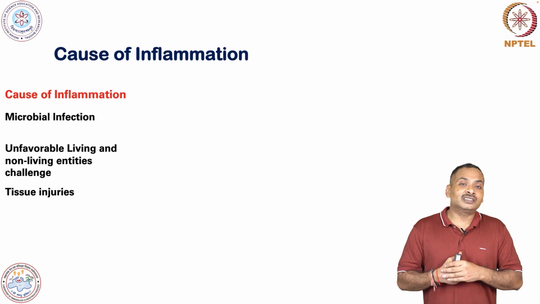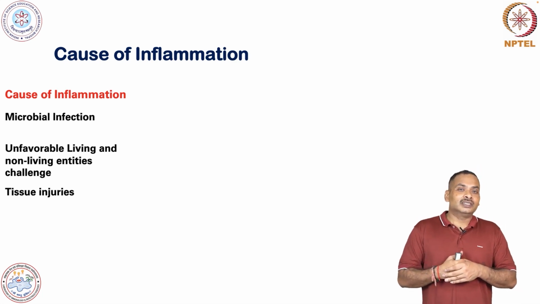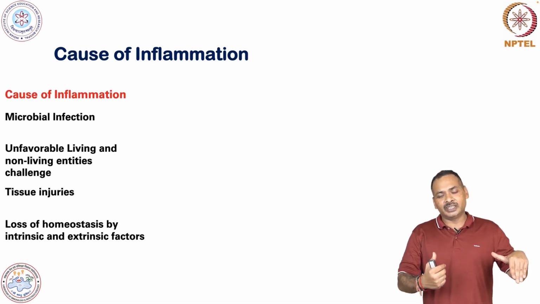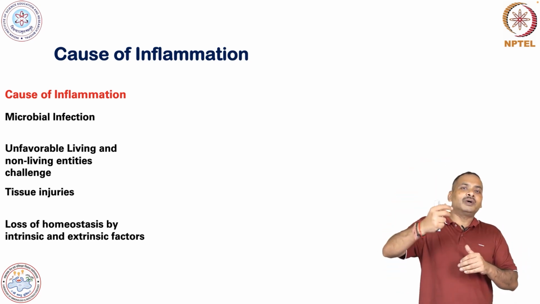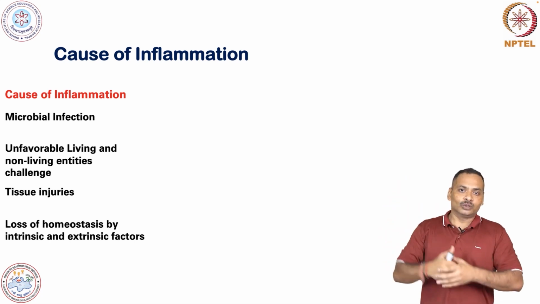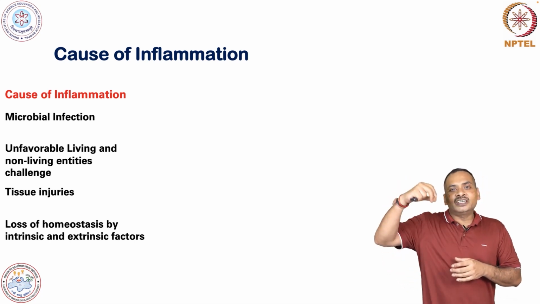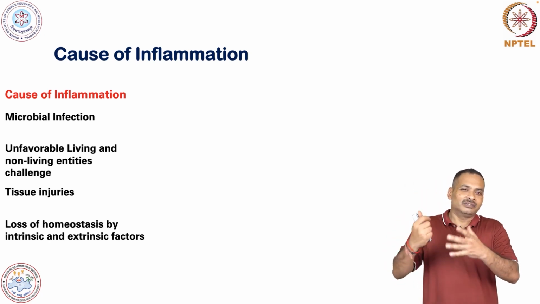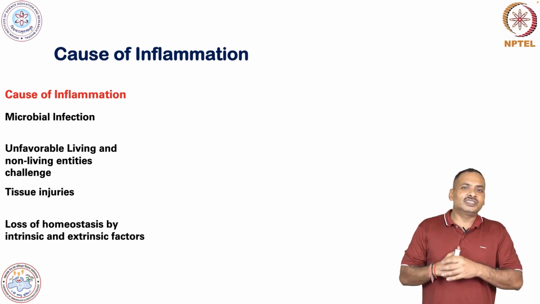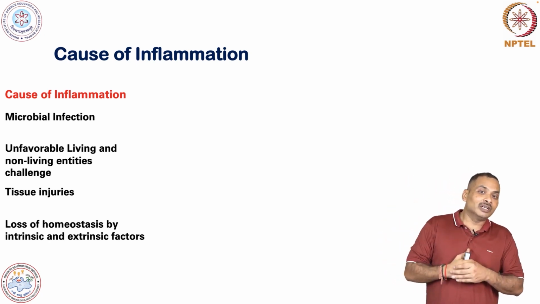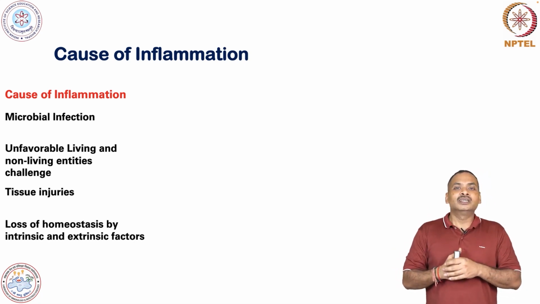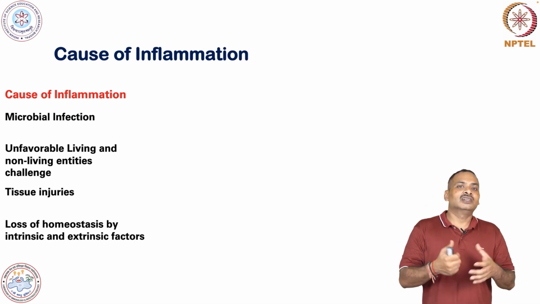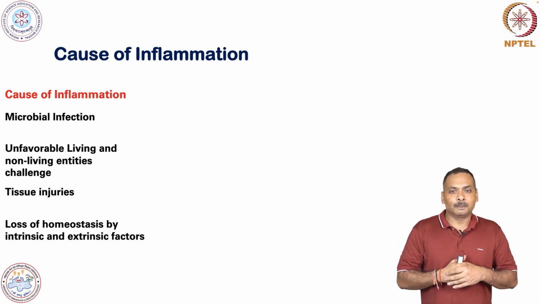There can also be a loss of homeostasis by intrinsic or extrinsic factors. An intrinsic factor is, for example, a signaling pathway which induces inflammatory cytokines, and this signaling pathway also has negative regulators. If there is a loss of this negative regulator, through loss of a gene or whatever way, then that also causes persistent inflammation, and that will result in various complications.